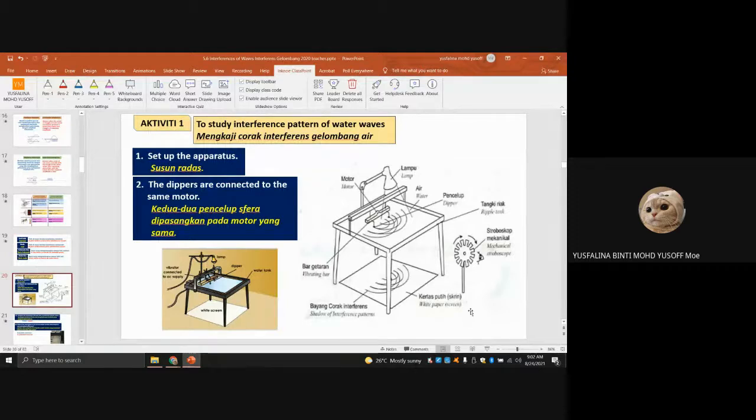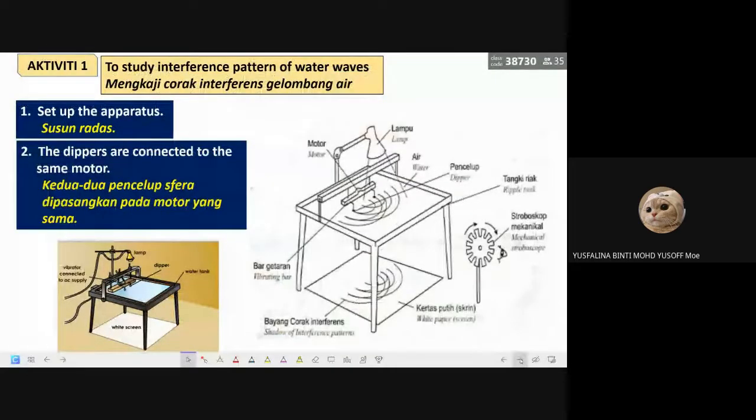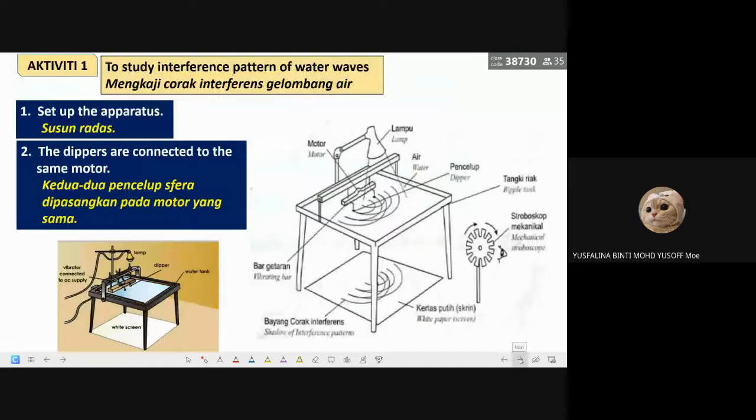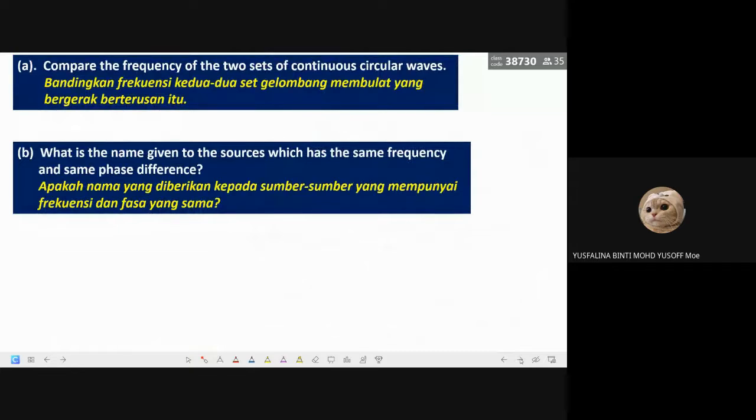So we continue. That's the experiment for the interference. The next one says, compare the frequency. Remember, to produce interference we have to use two coherent sources. We already learned what that means: same frequency, same wavelength, and a constant phase difference. So if they ask you to compare the frequency, it must be the same. If not, the interference cannot occur.